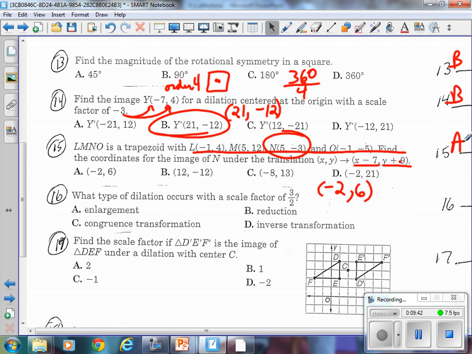Number 16, what type of dilation occurs with a scale factor of 3/2? Well, you've got to be careful on this one because it is a fraction, but it's top heavy. So it's actually an enlargement. So A.